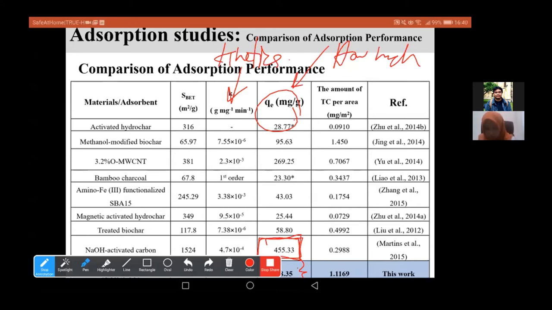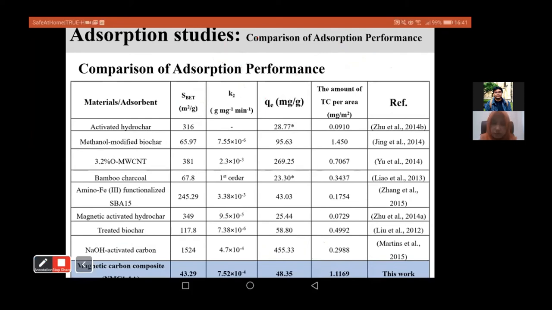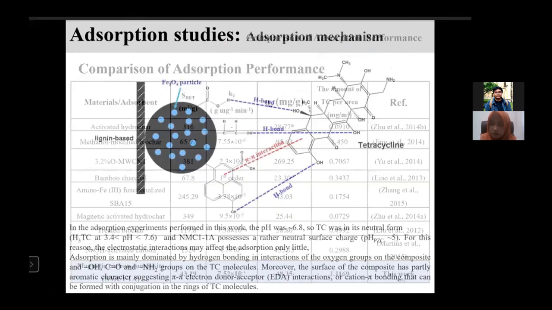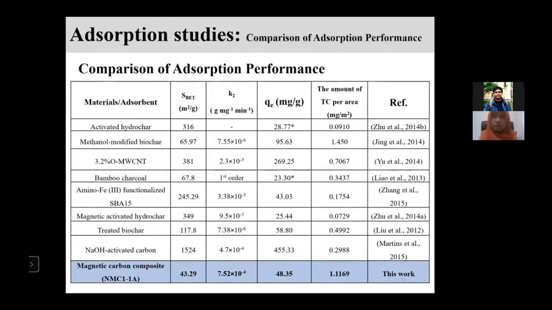But if you consider the surface area here, and you normalize with the surface area instead of gram, you will see that the value obtained in my work is really much higher than the one that comes from the activated carbon. If you normalize with the surface, you get a really high value in our sample. That means in 1 square meter, we can absorb more than 1 milligram of tetracycline. Even though we have really low surface area, in our case it is only 43, compared to this one, which is really 1,500. It's really quite a lot.